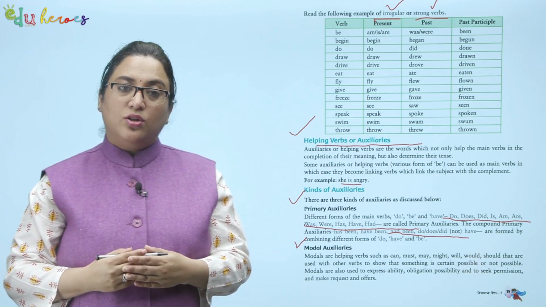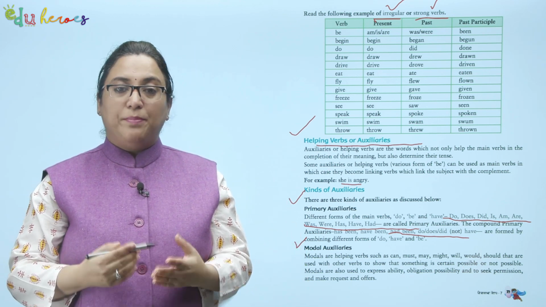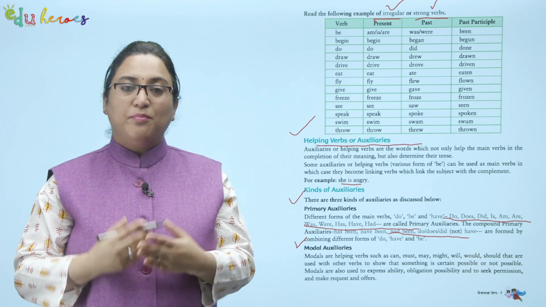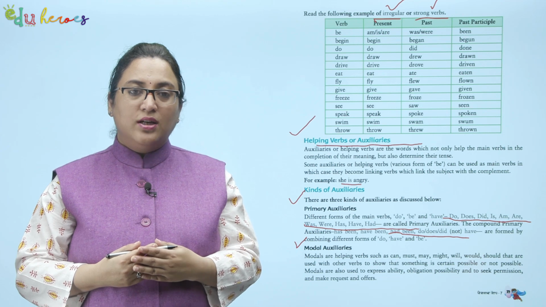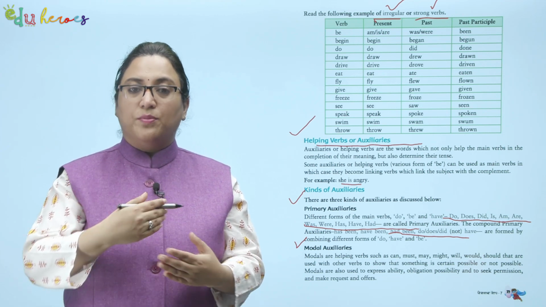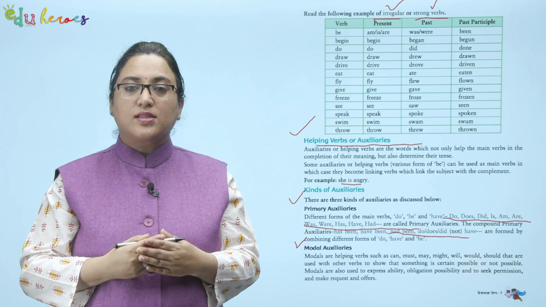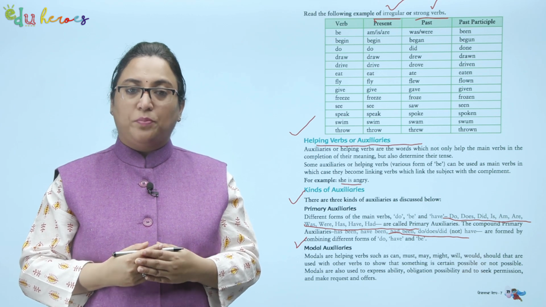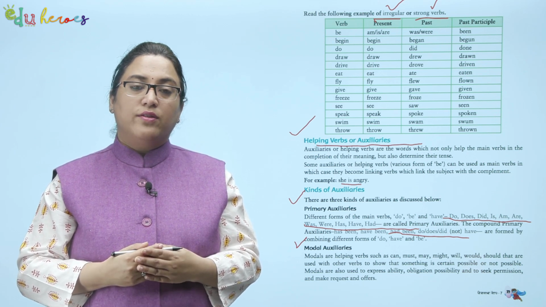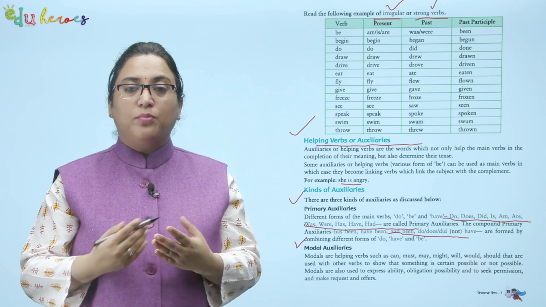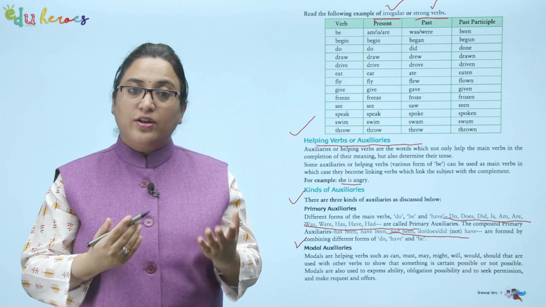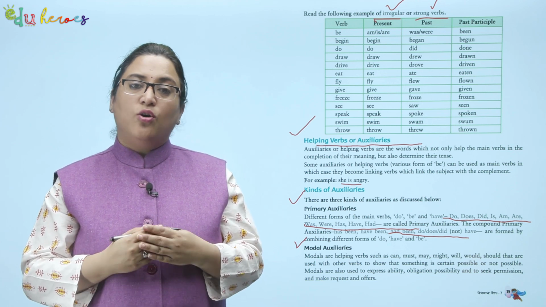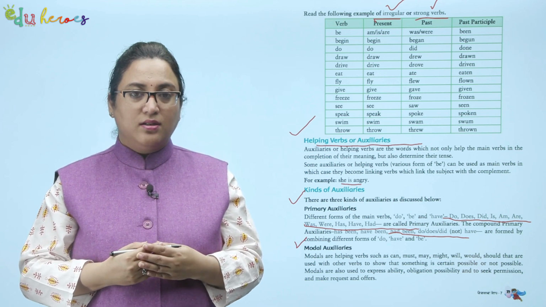Second, modal auxiliaries. Modals are helping verbs such as can, must, may, might, will, would, should that are used with other verbs to show that something is certain, possible or not possible. So they point towards a lot of different possibilities and each modal verb is used differently. Modals are also used to express ability.